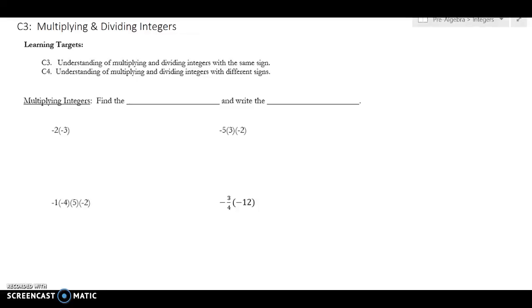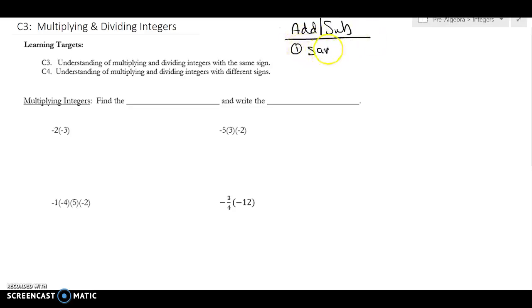All right, what we're working with today is multiplying and dividing integers. So the issue with integers is that sometimes people will get rules confused. So remember, for adding and subtracting, there were 3 rules.